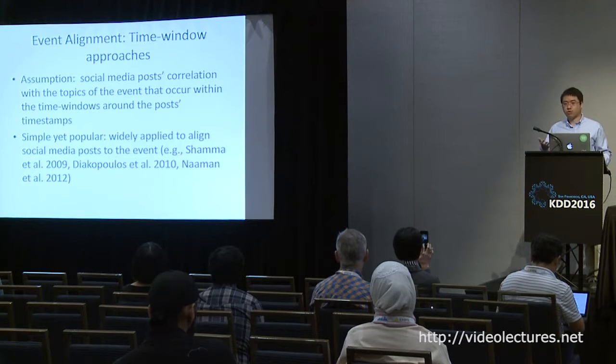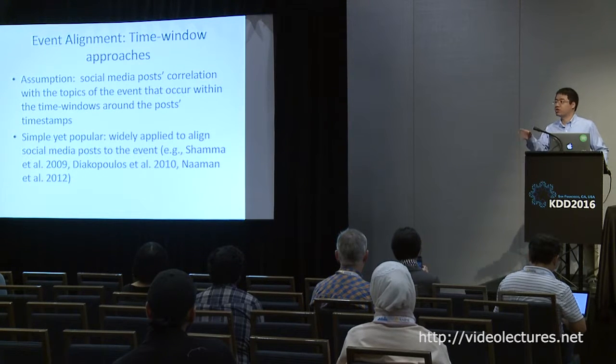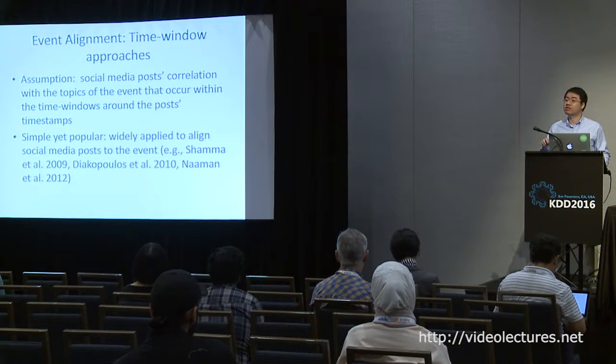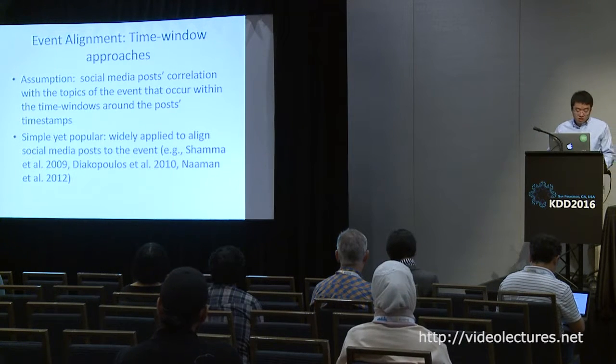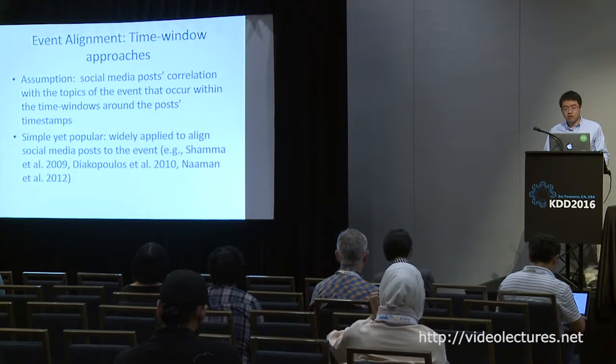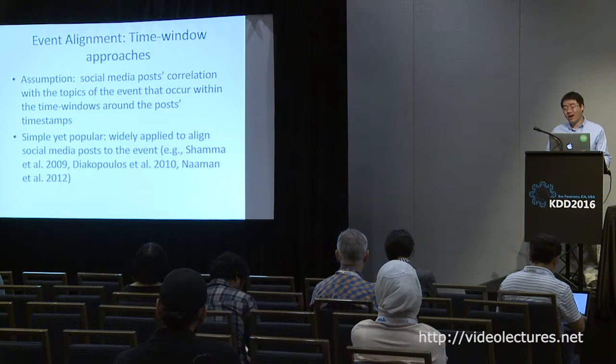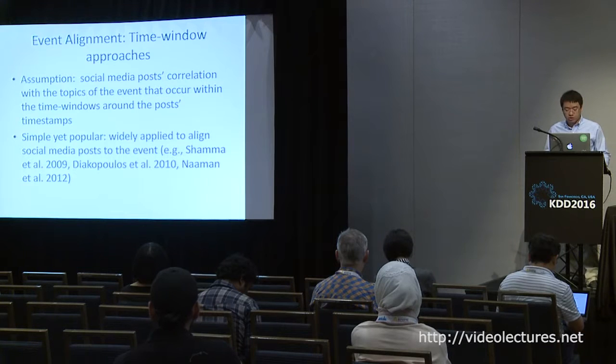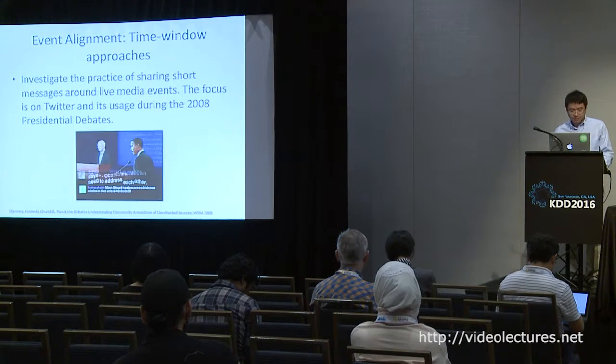And this sounds very simple, right? Because you just set up the time window and count how many social media posts, such as tweets, fall in this time window. Then you assume that all these tweets within this time window should be highly correlated with the part of that event in this time window. Okay? And such simple yet very popular approaches have been applied widely in a wide range of applications, as we will see later.